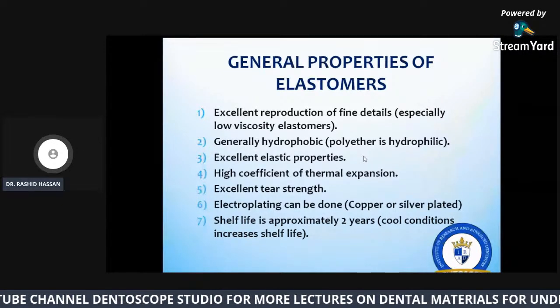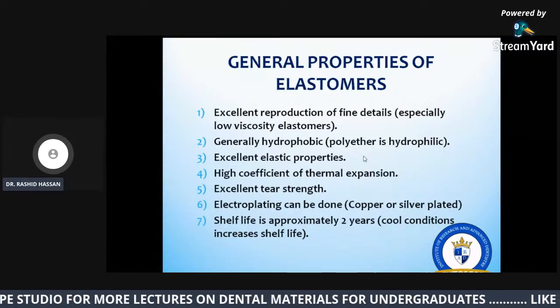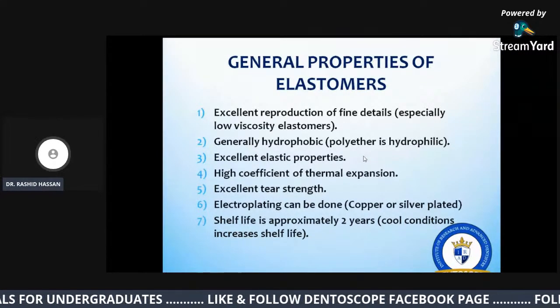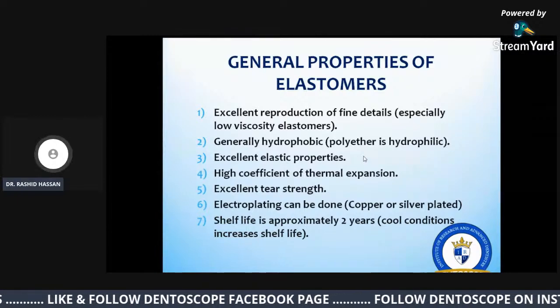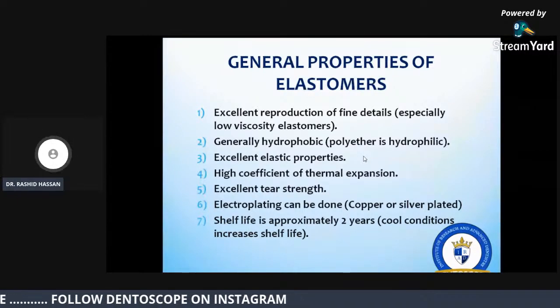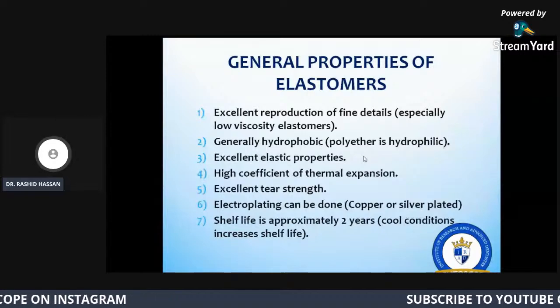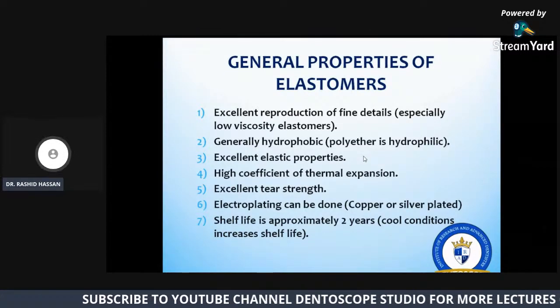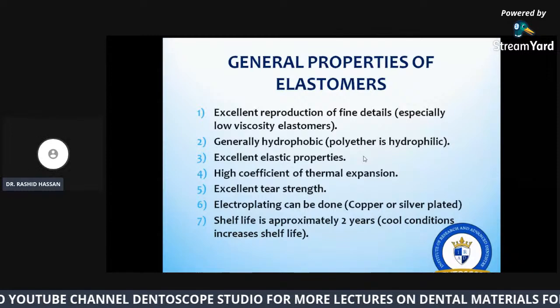Then coming to the property of electroplating, the electroplating can be done by copper or silver. I'm going to talk about the process of electroplating in the later stages of this lecture. I have compiled all the procedure so you can get a clear idea of what exactly the electroplating is.